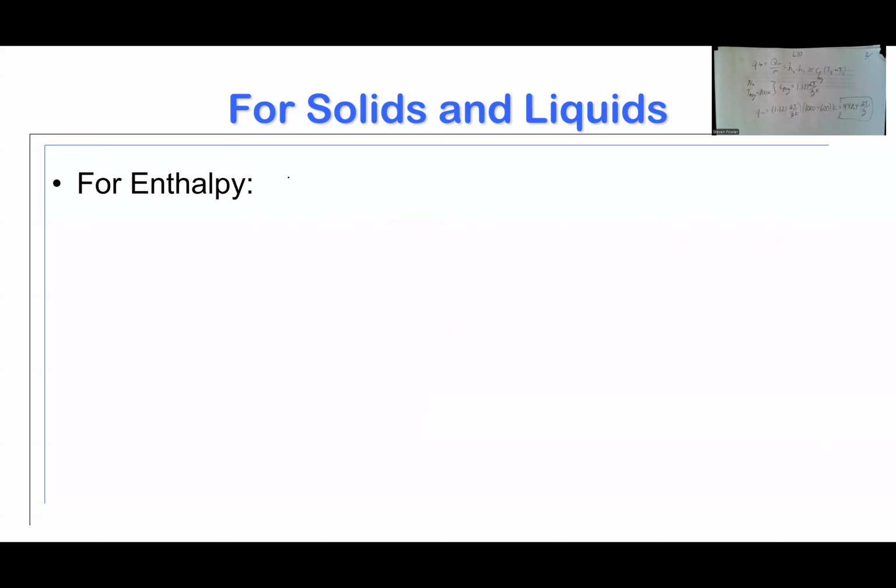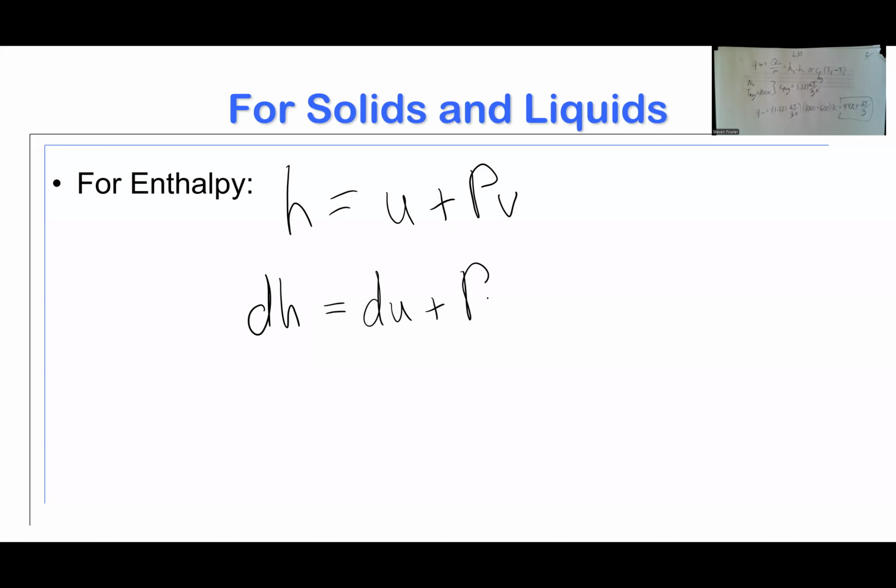Now, we just looked in the previous example, we said that, remember, enthalpy by definition is the sum of U and the product of pressure times volume. Well, let's go to a differential basis. So if I take the derivative of this expression, that means dH is equal to dU plus, then I've got to do a product rule here for PV. So product rule says it's going to be P dV plus V dP.